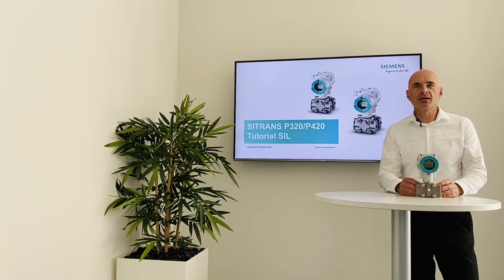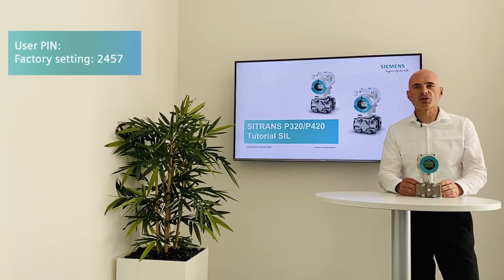To get to the SIL mode, the user pin must be activated. The user pin has the function of a write protection. The measured values and parameter values can only be read. To change a parameter and operate a device function, the user pin must be entered. The user pin 2457 is set and deactivated in the standard delivery.